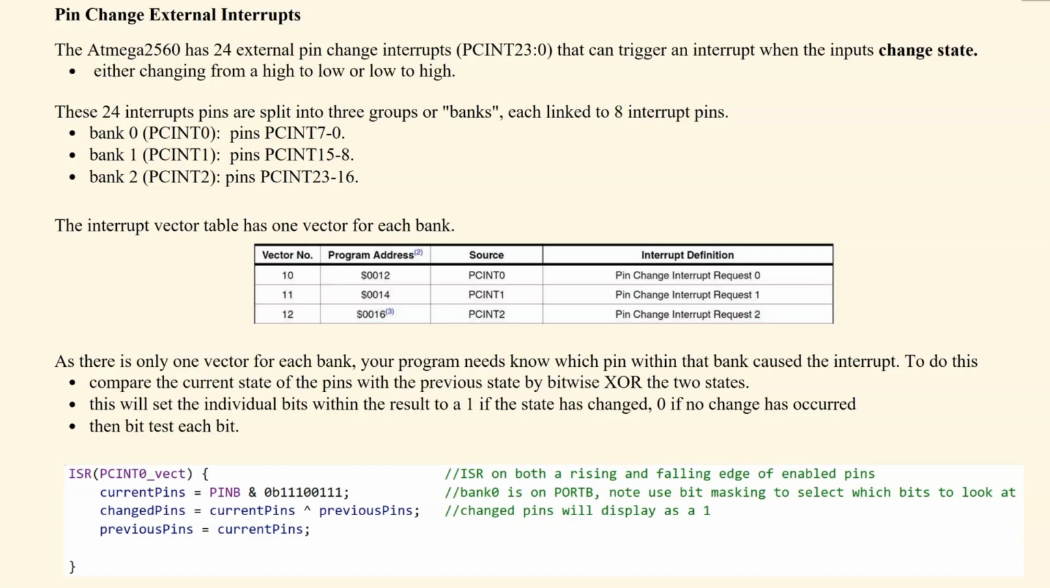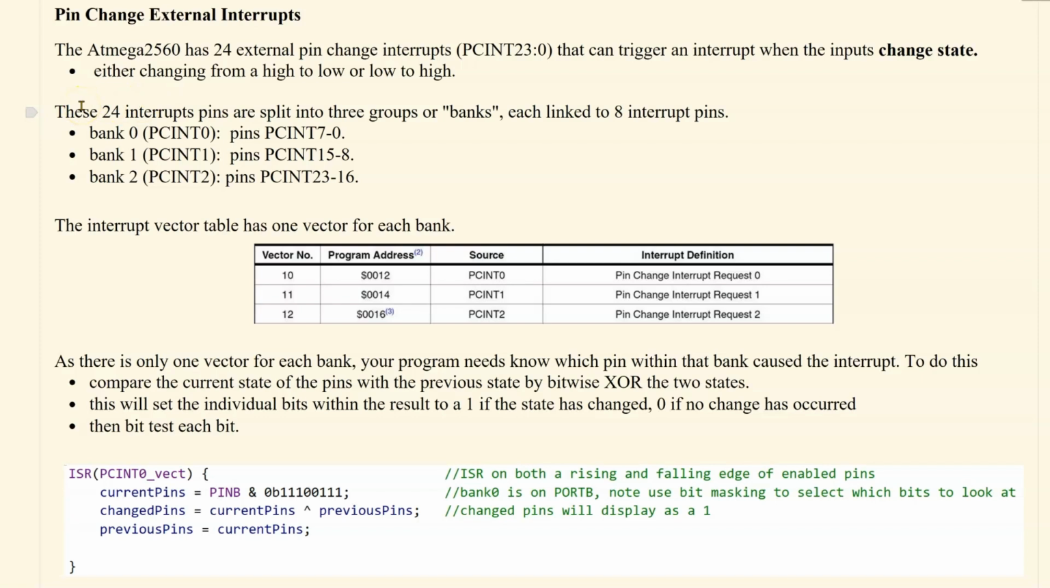The second group of external interrupts are the pin change interrupts. So the ATmega2560 has 24 of these pin change interrupts from 23 to 0. Now these interrupts will be triggered when the inputs change state, i.e. changing from a high to a low or a low to a high.